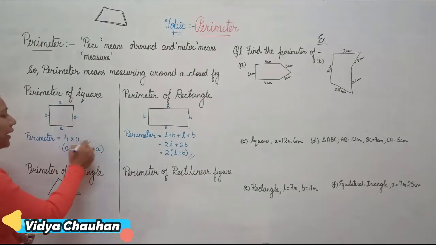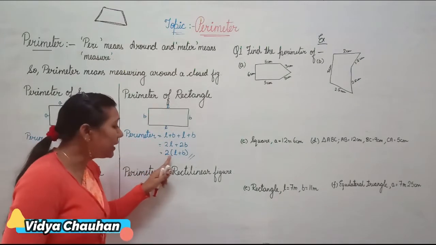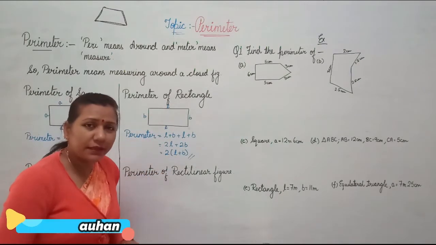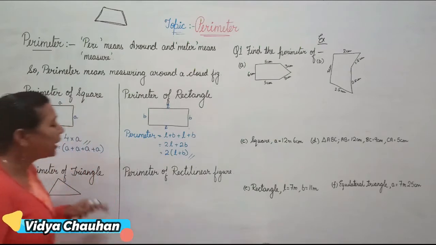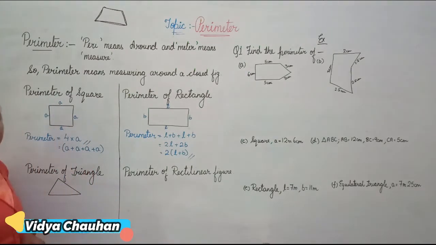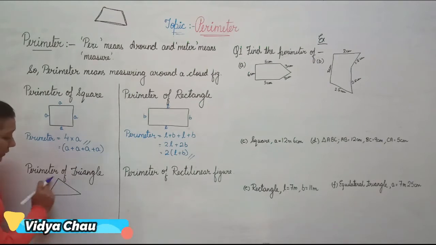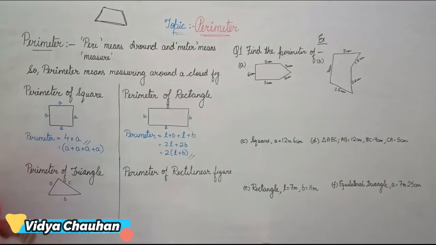So perimeter of square, 4 into side; perimeter of rectangle, twice length plus breadth. I hope these two formulas are clear to all of you. Coming to the third shape, in which you have to find the perimeter of a triangle. Now here I have taken an irregular triangle, that means all the three sides are of different measure. So that is sides A, B and C.